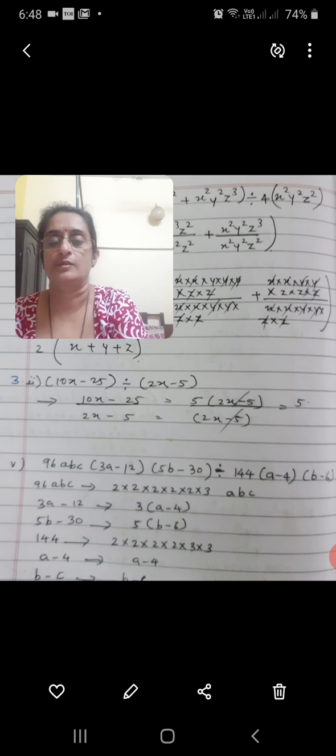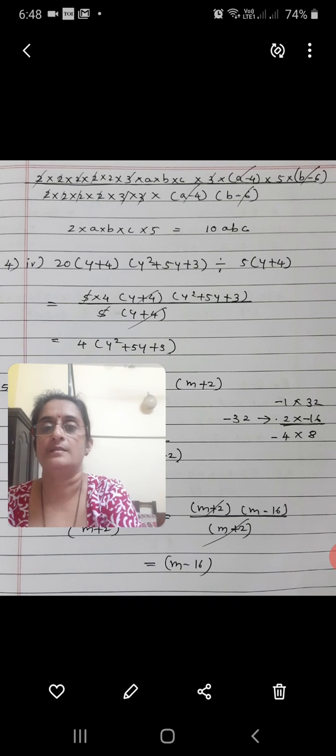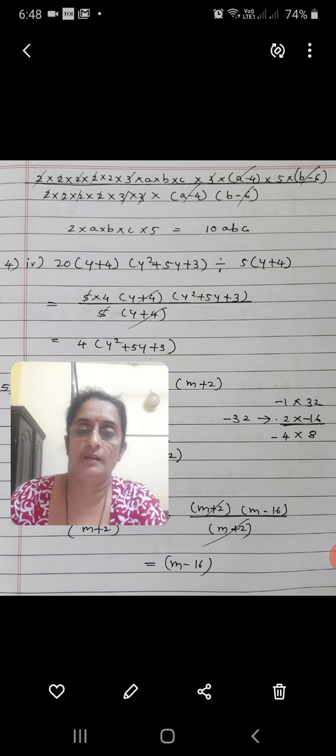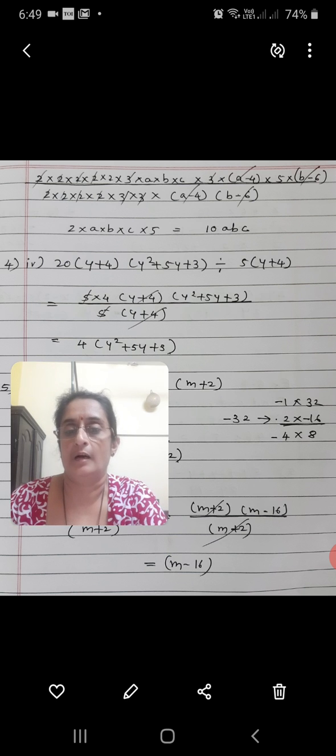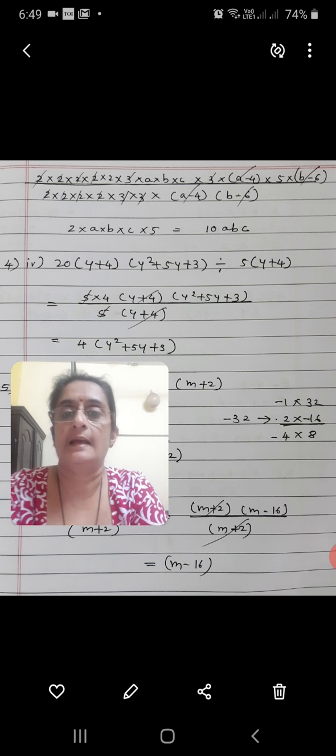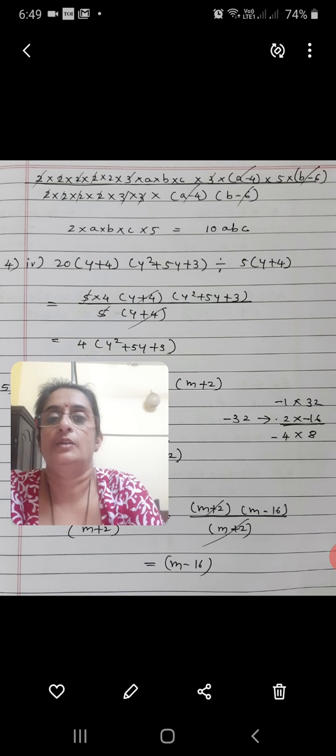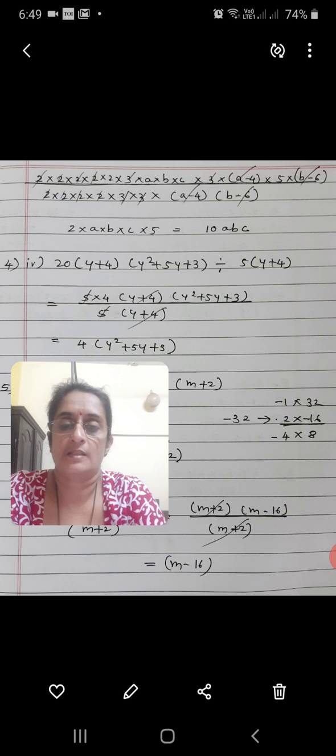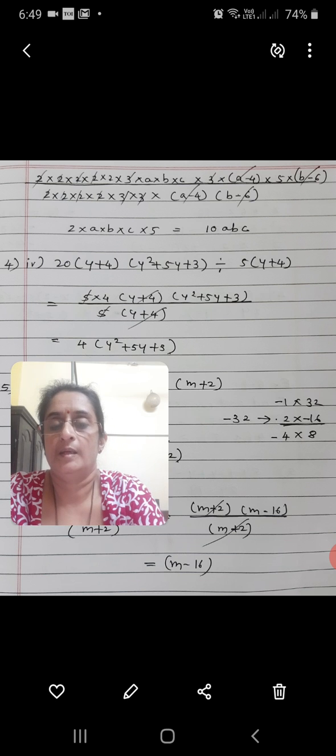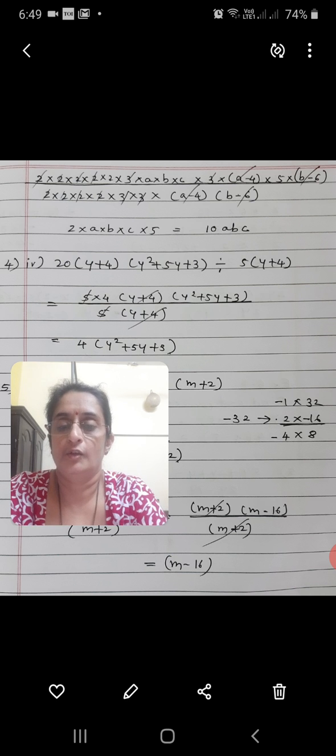Now let us go to the solving part. Whatever is the first term, we write up as numerator, and the remaining by which we are going to divide, that goes down as denominator. Whatever gets cancelled, cancel it. So all the 2's and all the 3's from the denominator get cancelled. a minus 4 in both terms gets cancelled. b minus 6 gets cancelled. So whatever is remaining in the numerator is 2abc into 5, that gives you 10abc.